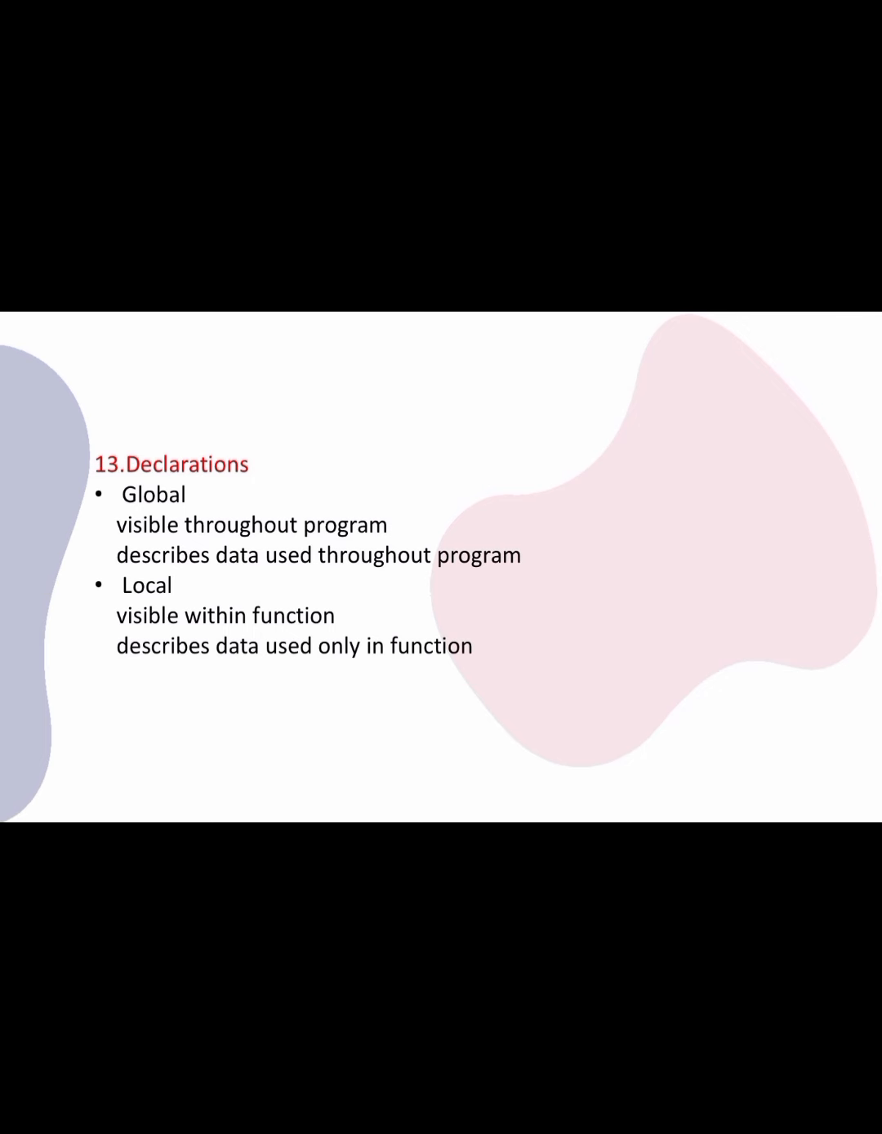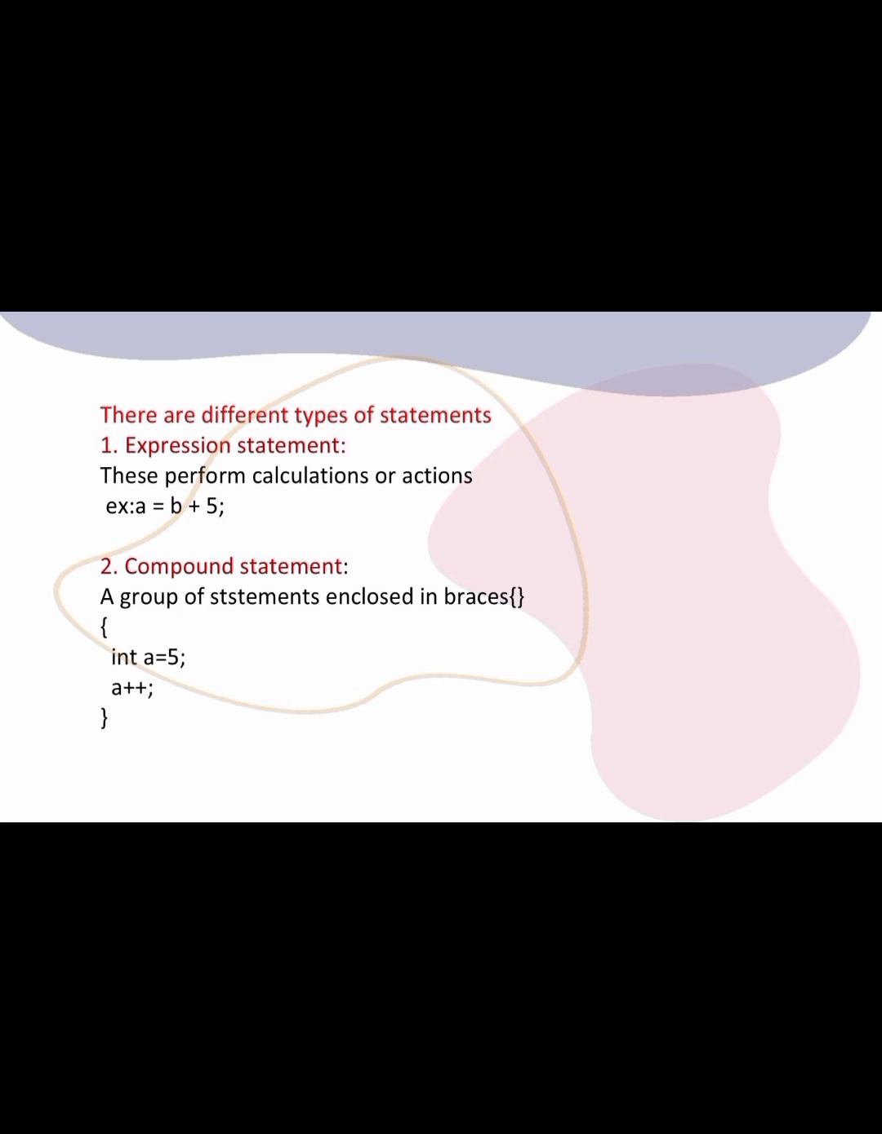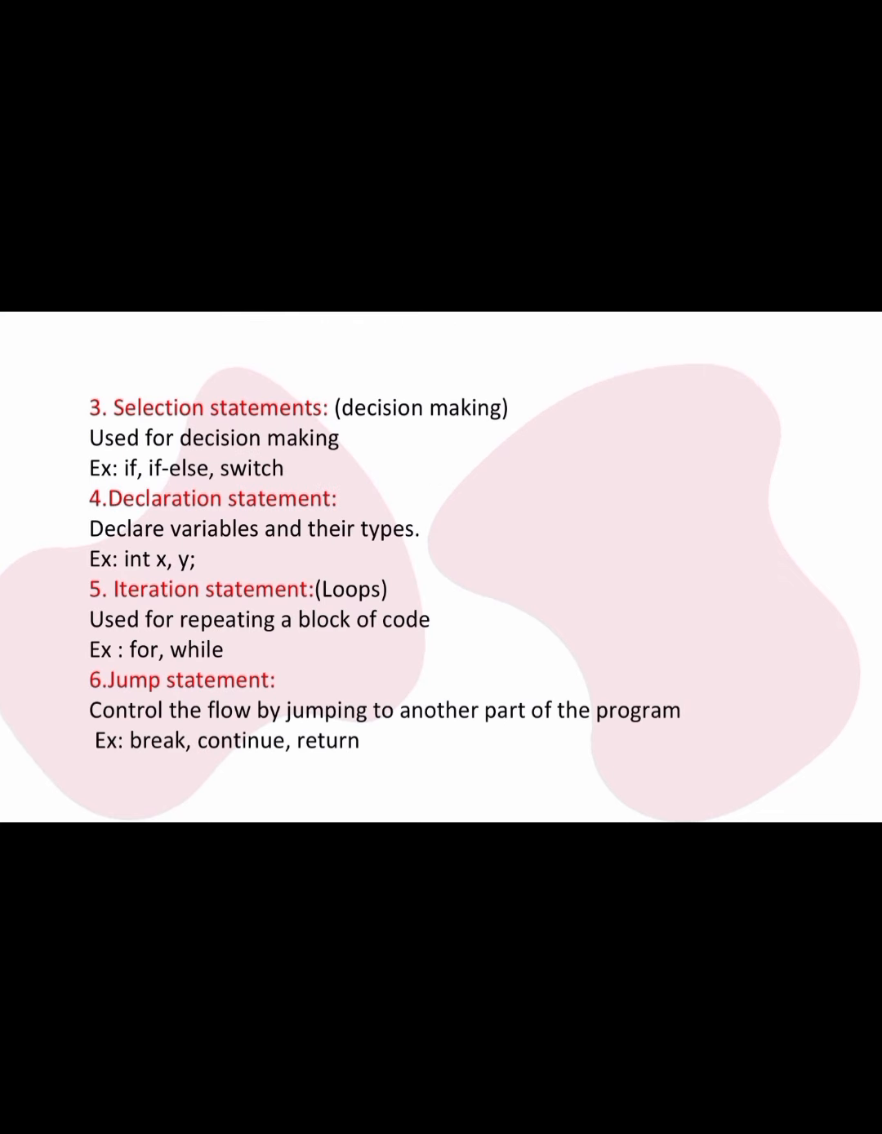Further, we move into the types of statements. Expression statements perform calculations or actions. Then compound statements, a group of statements enclosed in braces. Selection statements are used for decision making: if else, switch. Declaration statements declare variables and their types. Example: int x, y. Iteration statements, loops used for repeating a block of code. Example: for, while. Jumping statements control the flow by jumping to another part of the program. Example: break, continue, and return.